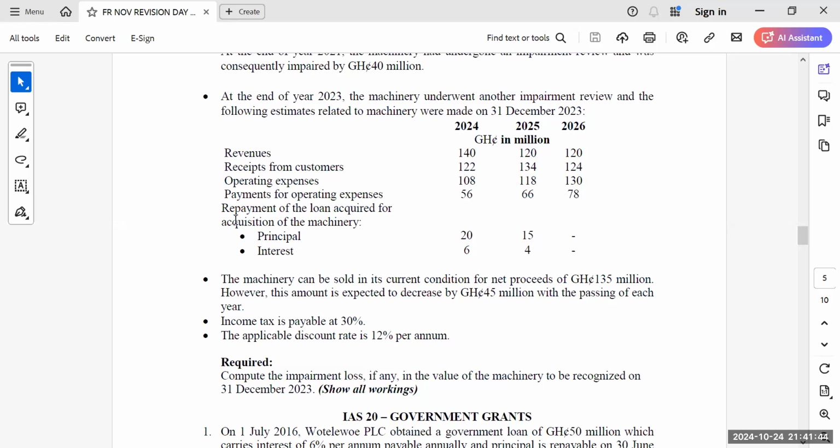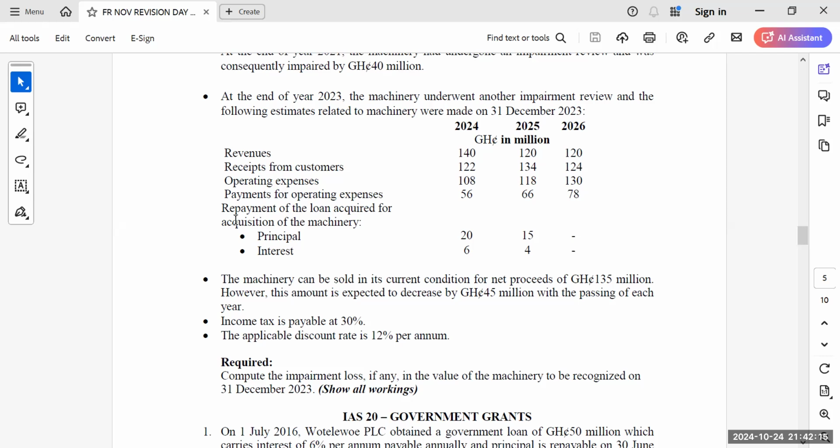And we use pre-tax cash flows. So we don't use the tax as part of them. We only take into consideration the costs that you have to incur to generate the revenue. So over here we have only two cash flows: receipt from customers and payment for operating expenses. However, you are going to be having residual value somewhere.